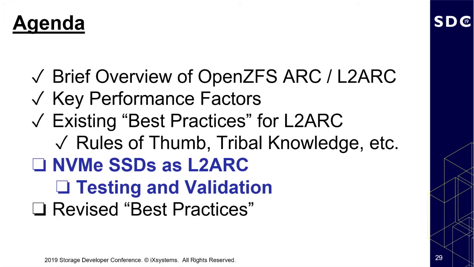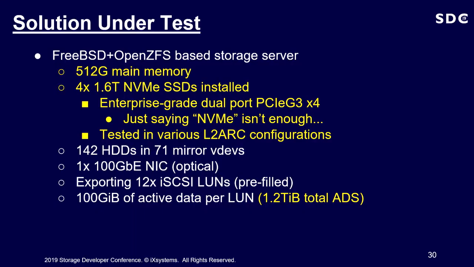Here's the fun part. So here's our solution, our test. I highlighted in yellow the parts that are sort of important. So we have a 512 gig main memory on this system. That's more or less what your ARC is going to be, the ARC size. Because on a FreeBSD OpenZFS based storage server, if your workload is sufficient, and in a performance lab it's always sufficient, your ARC is going to grow to consume almost all your main memory.